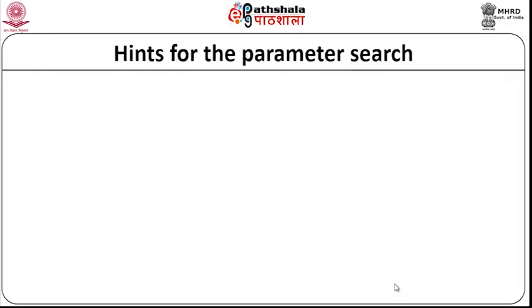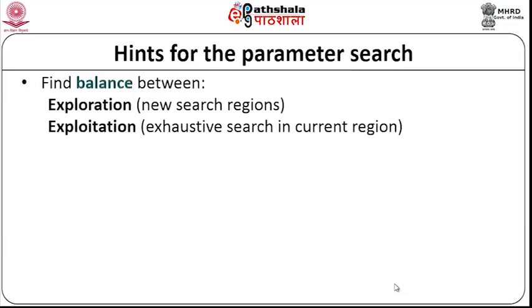Okay. So, what are the hints for parameter search? Basically you have to find a balance between exploration and exploitation. That is, I want to explore new search regions, that is called exploration, and exploitation is exhaustive search in the current region. So, in a genetic algorithm you can do both, that is you can explore, find new search regions, or you can exploit. You are selecting some parents, so you can try to select in a small current search space, or try to find new individuals. So, that is exploration versus exploitation.